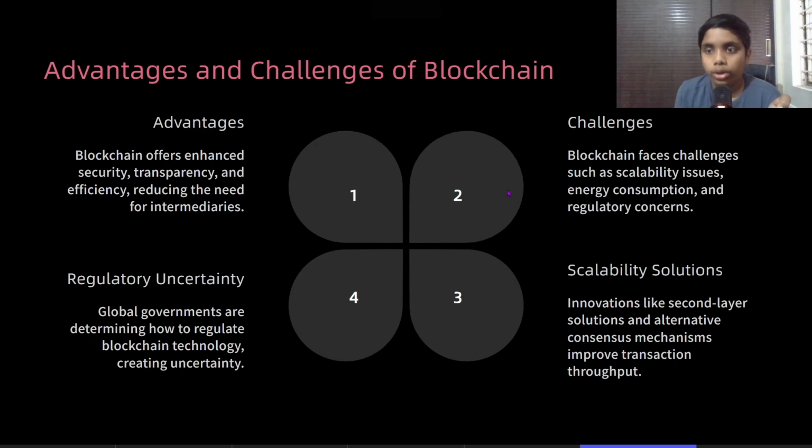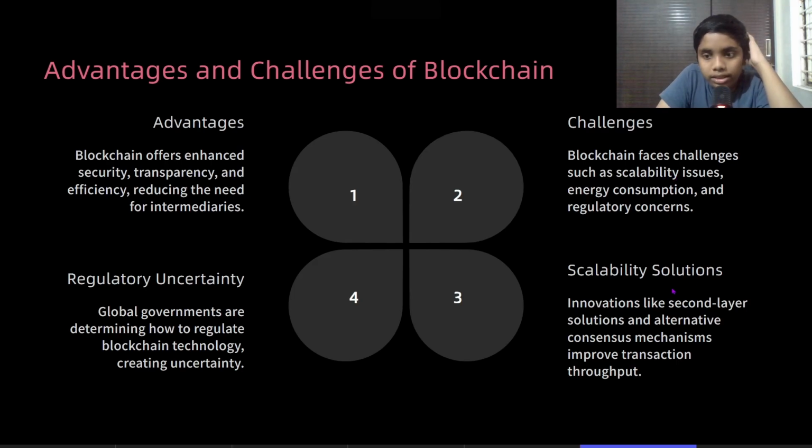Challenges. Blockchain faces challenges such as scalability issues, which basically means it can't scale much. Like it can't handle too many transactions every second, like with PhonePe and everything, all these transactions every single second. So blockchain can't handle that many transactions, so that's one scalability issue. And all of this, keeping it in blocks, chains and everything, with instant transactions, too much energy is consumed.